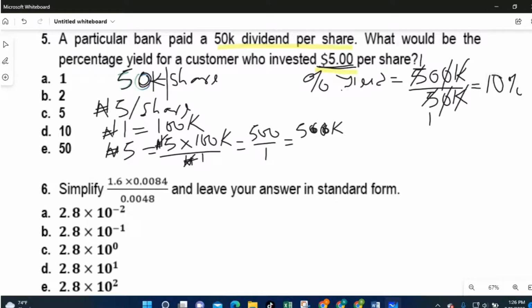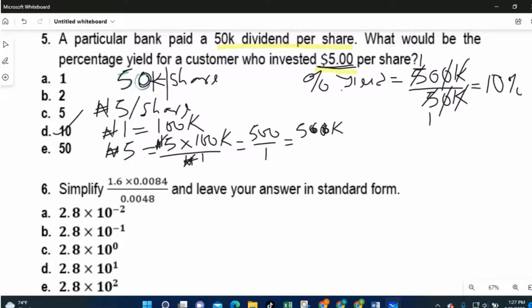10% yield. So you see, the percentage yield for the customer who invested 5 naira will be 10% yield. That means the person will get 10% of the 5 naira he invested after that particular period. So our correct option is Option D.